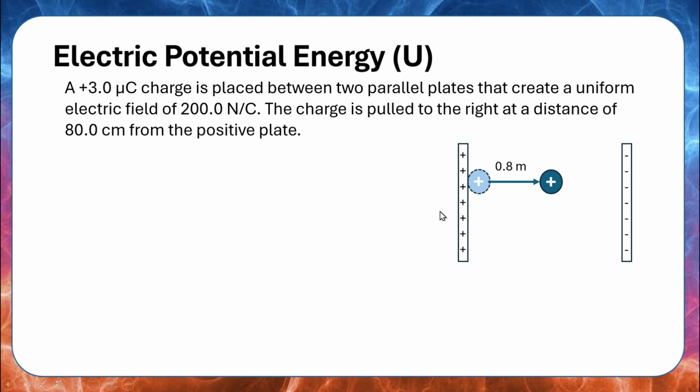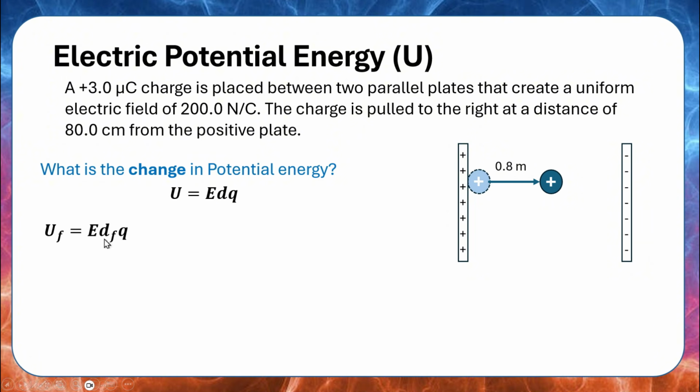So we have two positions here. The first position is when it is attached to the positive plate, and the second position is where it has moved 0.8 meters away from the positive plate. So we have an initial and also a final potential energy, right? Because we have two positions, and those two positions have their own energy. Okay, so we're going to use this formula.